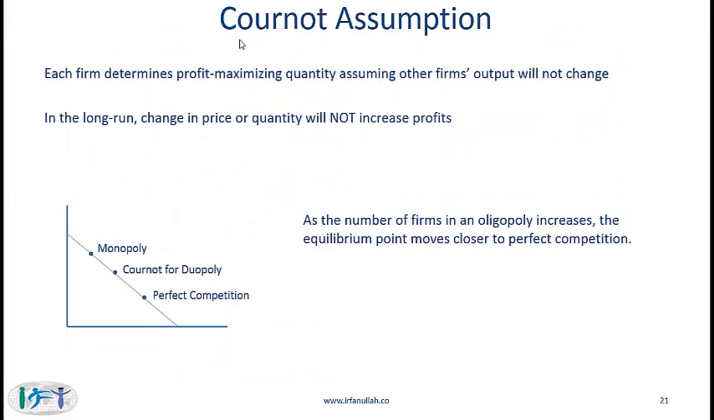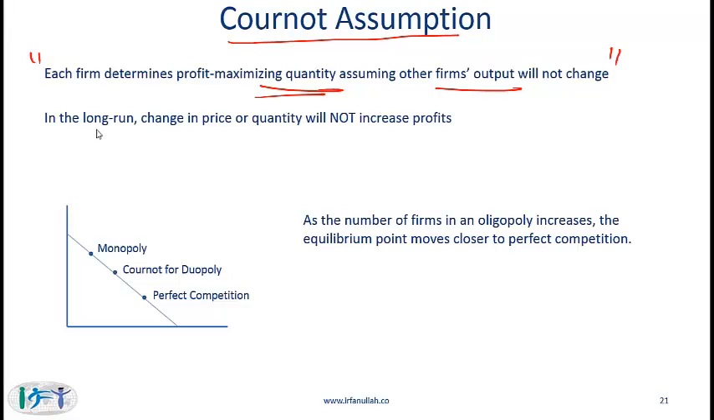The next model that we look at is the Cournot assumption. The premise here is that each firm determines the profit maximizing quantity assuming other firms' output will not change. So notice that here we do not consider the actions of the other firm. We do not consider the fact that the other firms might change their output. You need to remember the key premise here, just as you need to remember the key premise with the pricing interdependence model.